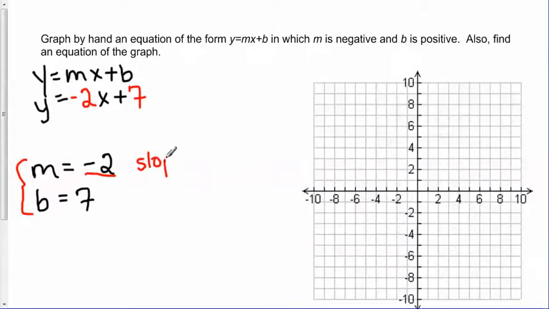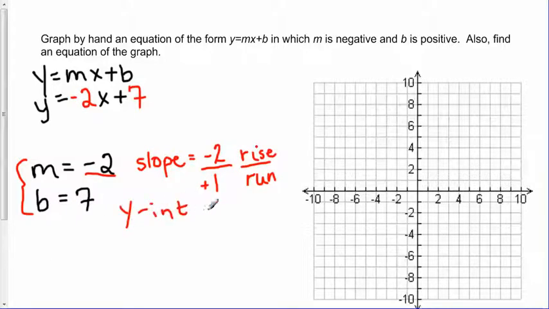Notice from this equation and from the things that I've done here, I know that my slope, remember that corresponds to the m, is going to be -2. But because we like to think about it as a fraction, rise over run, we're going to put it over 1. So the rise of -2 and a run of +1. And I know that the b value tells me about the y-intercept. So in this case, the y-intercept would be the point 0, 7. So now I've got everything I need to create the graph. The y-intercept is at 0, 7.